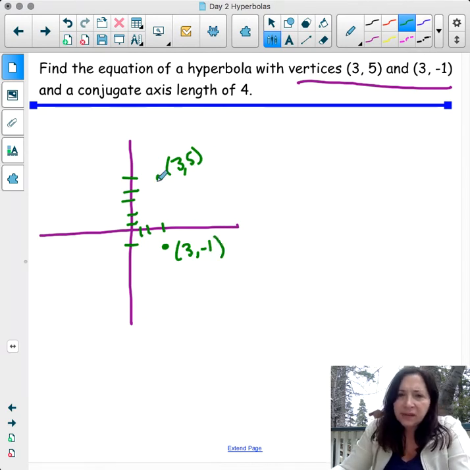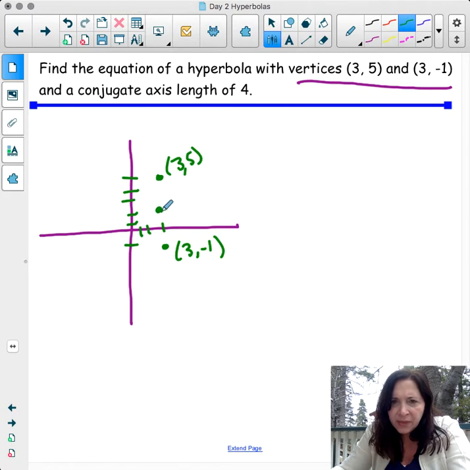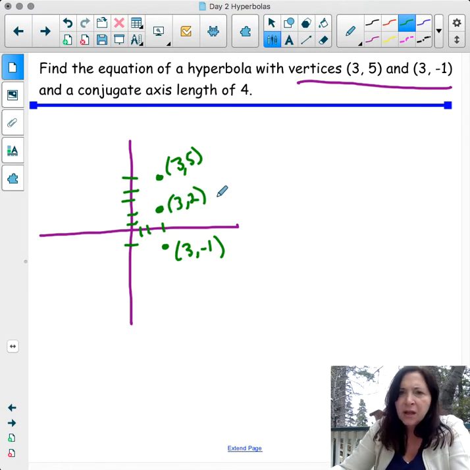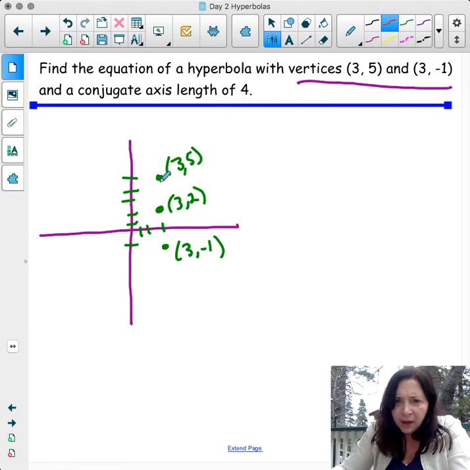What I see is that the distance between here, that's going to be my center. So if this is 5 up and 1 down, that's a total of 6. Half of 6 is 3, which means that I'm going to go down 1, 2, 3. This is now my center, which is now at 3, 2. So the vertices are going to hold my arcs. So my arcs are going to go like this. I'm not quite sure if they're wider or skinnier, because I have to wait for my asymptotes to figure that out.